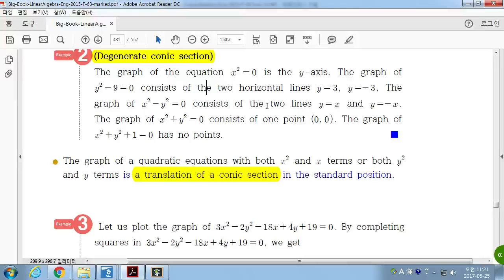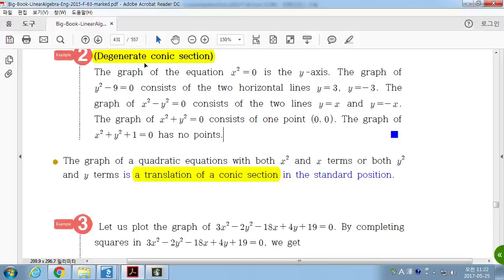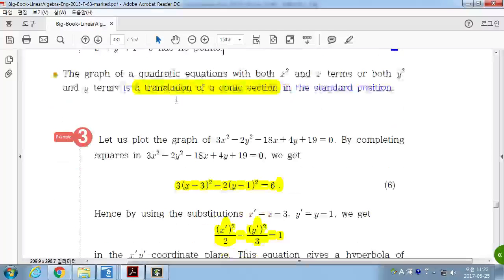The lines y equals x and y equals minus x represent the graph of this. The graph of x squared plus y squared equals 0 is just the origin, one point. The graph of x squared plus y squared plus 1 equals 0 has no points. So these are the special cases that you already learned in high school. This is called the degenerate case. We don't concern ourselves with the degenerate case because you already know it. We concern ourselves with the non-degenerate case in this section.